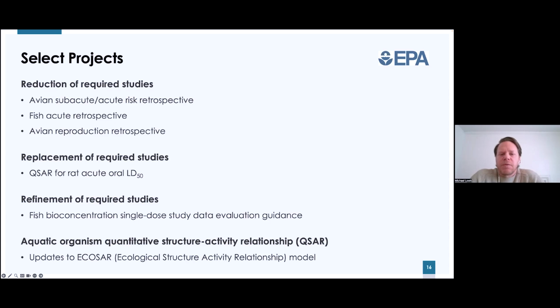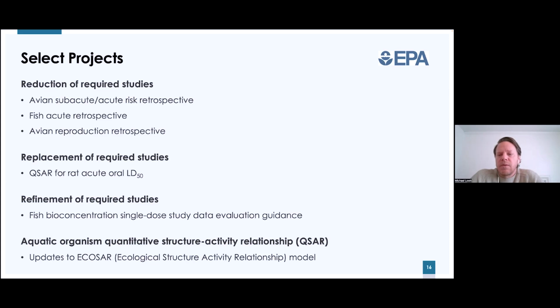The fish acute retrospective has been published in the open literature and indicated that tested freshwater fish are typically more sensitive than tested saltwater fish. The next step there is to develop possible data waiver guidance. The Avian Reproduction Project, in partnership with PETA, is very similar to the Acute Fish Project in that the overarching question is, can we conduct a protective screening level risk assessment with whole animal testing on only a single species instead of 2? We are currently completing the data analysis and hope to publish the results as the next step.